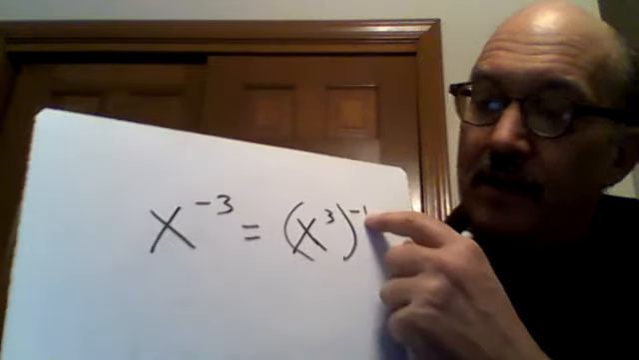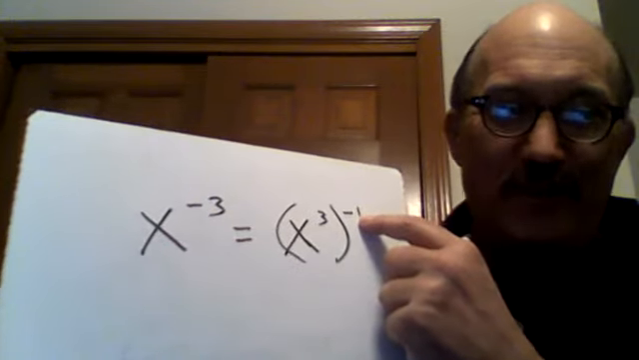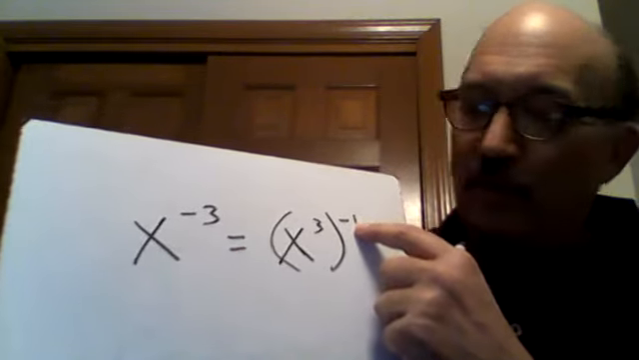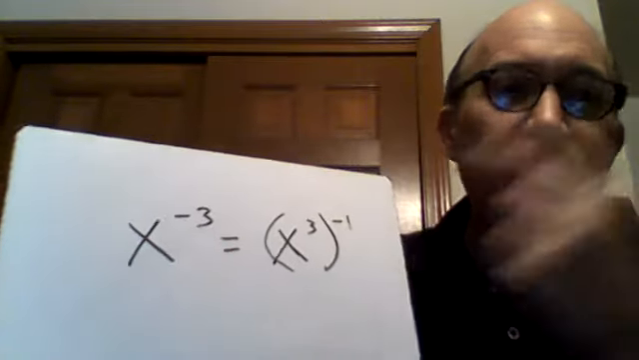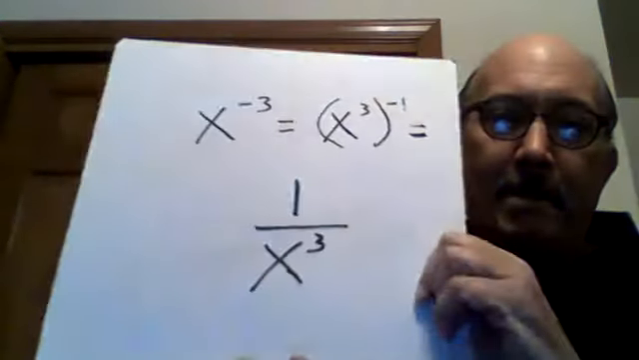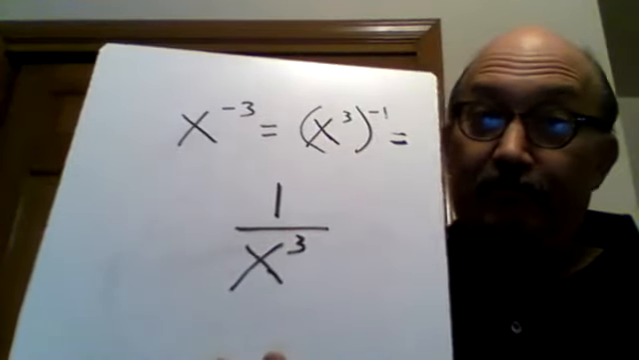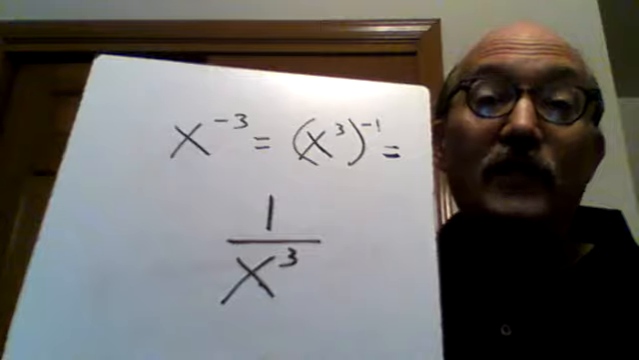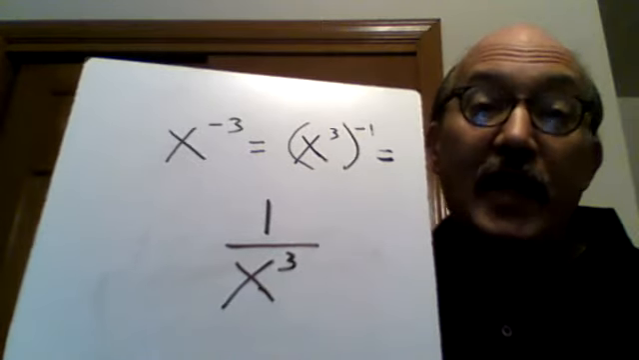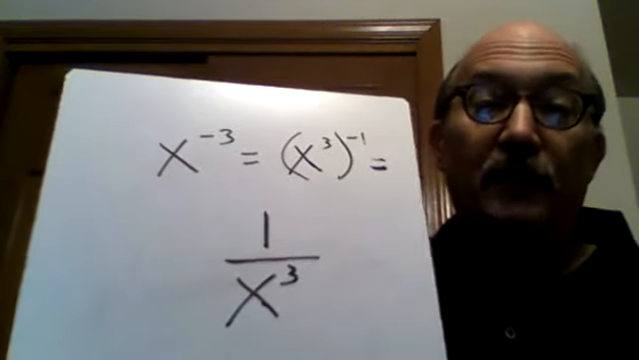Okay, well, we've already seen that when you raise a number to the -1 power, it's the reciprocal. So x to the third to the -1 is 1 over x to the third. We've handled now all of the integers. We can handle any negative integer exactly this way.